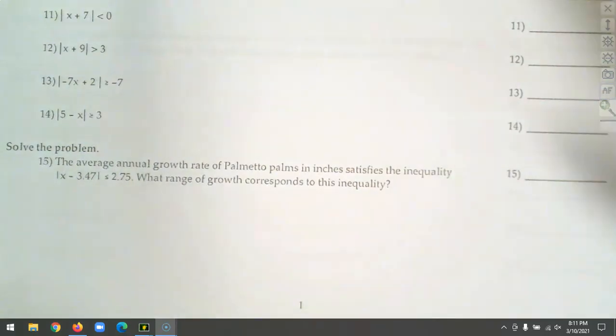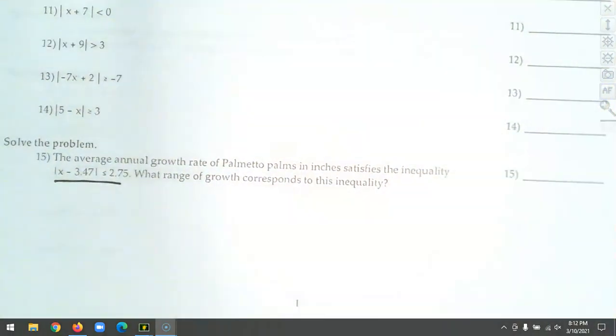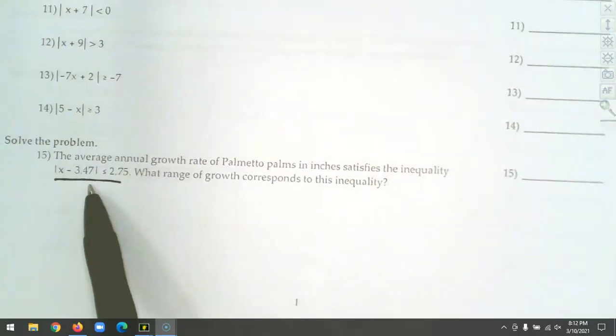They give you this inequality. And they want to find the range. So the average annual growth rate of palmetto palms in inches satisfies this inequality. What is the range of growth that corresponds to this inequality? Now, it sounds like there's a lot to this, but all we need to really do on this one is solve this inequality. That's it. What's our answer going to be in? It's going to be in an interval, and our units of measure are going to be in inches.